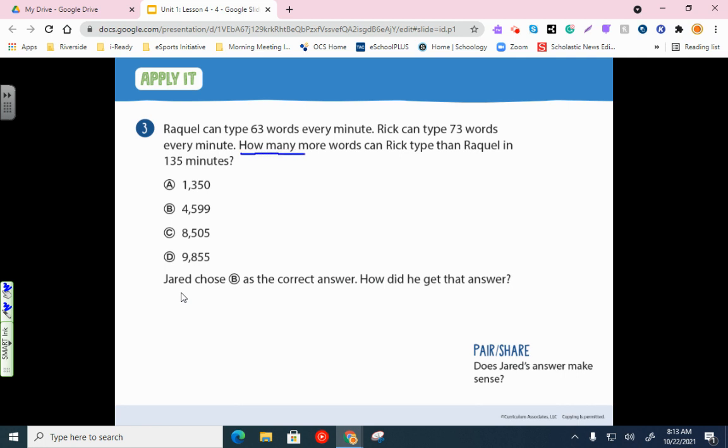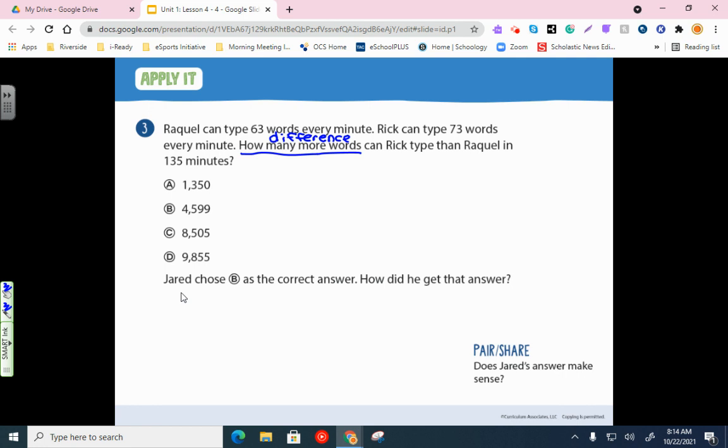So right here, how many more words? I want you to write the word difference above there. And when I talk about difference between two numbers, we're talking about subtraction. So sometimes a kid would see this and be like, all right, well, I'm going to multiply 63 times 135, get an answer, type Rick's in, which is 73 times 135, get that answer and find the difference.